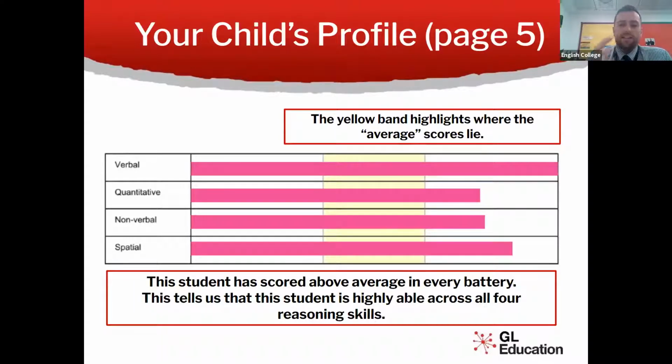All that highlights is that most children who take the CAT4 test in whatever year group, this is where they normally lie in regards to their verbal or quantitative, non-verbal or spatial skills. So you'll be able to see your child's profile just there. And again, it's really important to stress to everybody. I had one child in my class.